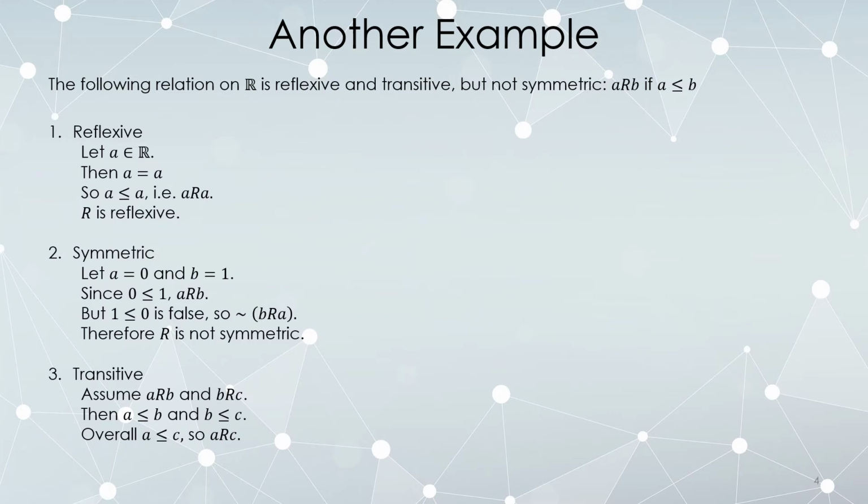Assuming A was less than or equal to B and B was less than or equal to C, that is, assuming A is related to B and B is related to C, we derived A is less than or equal to C. In other words, A is related to C. So that's the definition of being transitive, and we proved it the same way we do any other conditional statement. We assumed the hypotheses and we derived the conclusion.